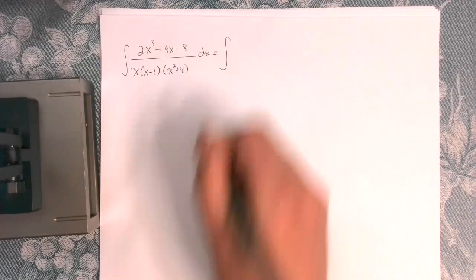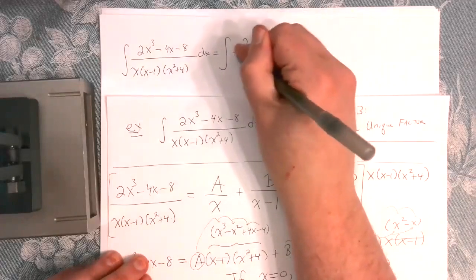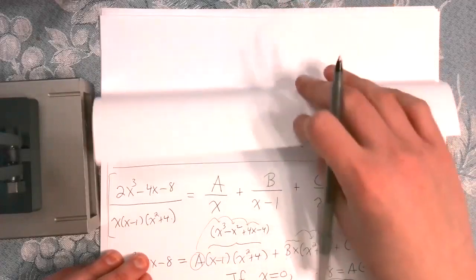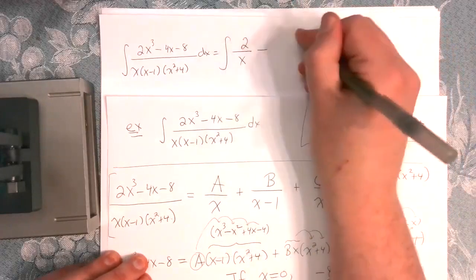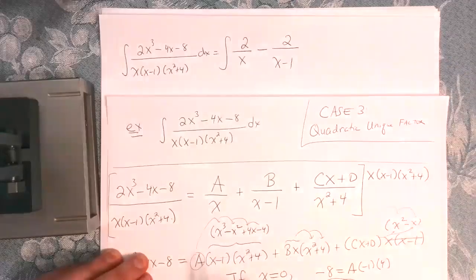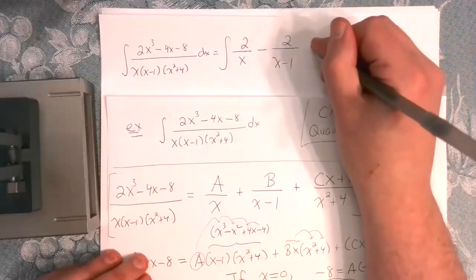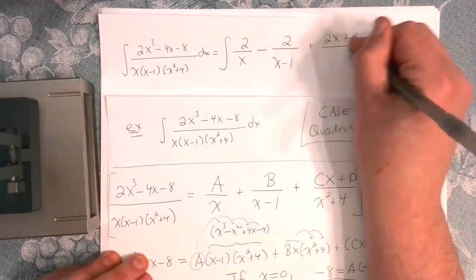This is equal to, so remember, A over X. Remember, we solved for that. So A over X. Plus B, well, that's minus 2, over X minus 1. C we said was 2. And D, I believe we said was 4.